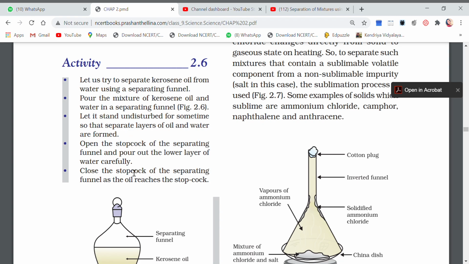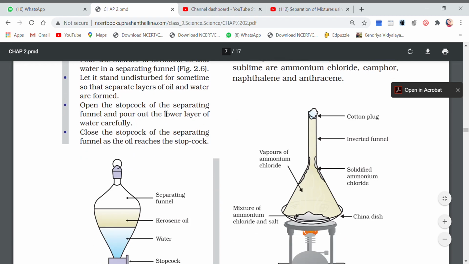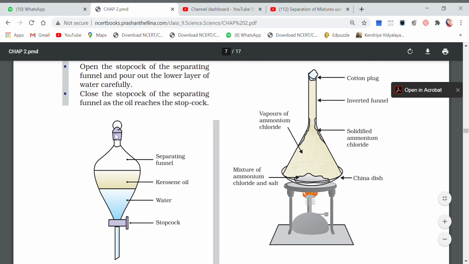There is an activity in your book which I have shown you through a video. Let's do that activity from your NCERT also. Let us try to separate kerosene oil from water using a separating funnel. Pour the mixture of kerosene oil and water in the separating funnel. Let it stand undisturbed for some time so that separate layers of oil and water are formed. Open the stopcock of the separating funnel and pour out the lower layer of water carefully. Close the stopcock of the separating funnel as the oil reaches the stopcock.